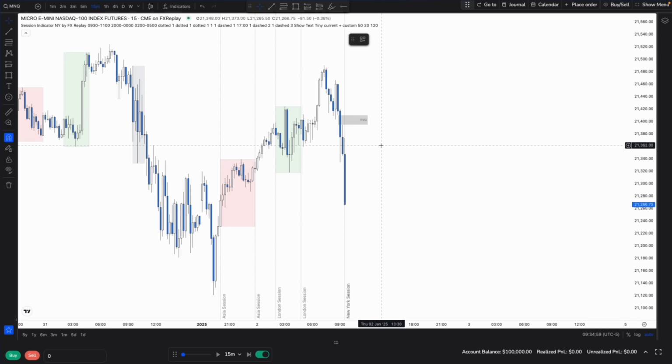So the first day that we're going to be testing is Thursday, the 2nd of January. Here you can see we've got that fair value gap on the 15-minute. We're going to look for a pullback into this fair value gap and potentially target Asia low and this low down below, because 5 and 15-minute structure here is currently bearish. So we're looking to ride that momentum.